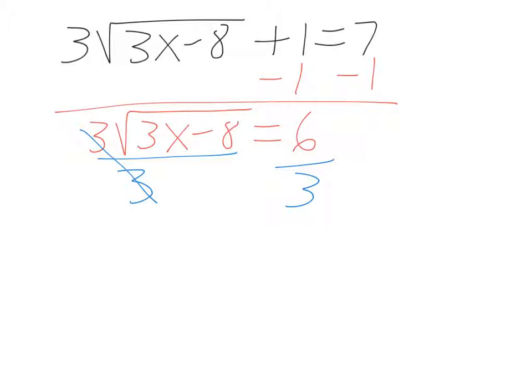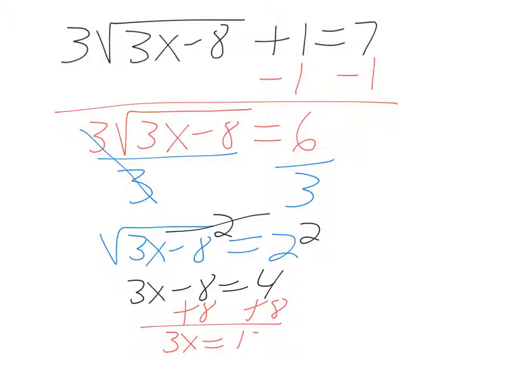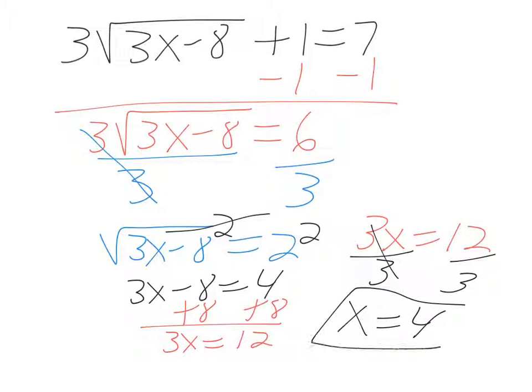Those cancel out because anything over itself is 1. So then I have the square root of 3x minus 8 equals 2. And then I square it, those cancel each other out. So then I have 3x minus 8 equals 4, because 2 squared is 2 times 2. And then plus 8, 3x equals 12. I'll write it over here to give me some room. And divide by 3, so then x equals 4.